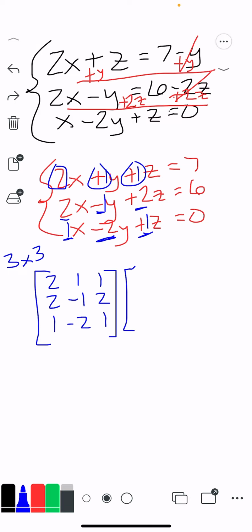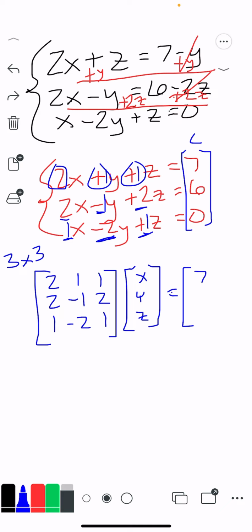Next is our variable matrix, and that's simply the variables we're solving for, so x, y, z, and we got to make sure we keep them in the same order they were in. And then lastly, we have our constant matrix, which would be made up of our solutions right here. So we would say 7, 6, and 0. And notice those are both 3 by 1 matrices.